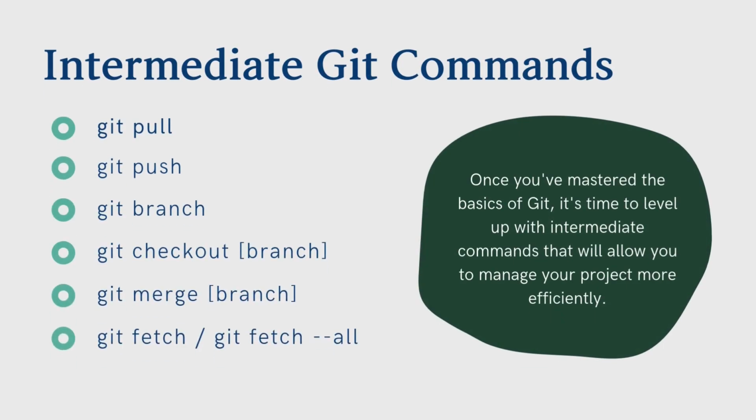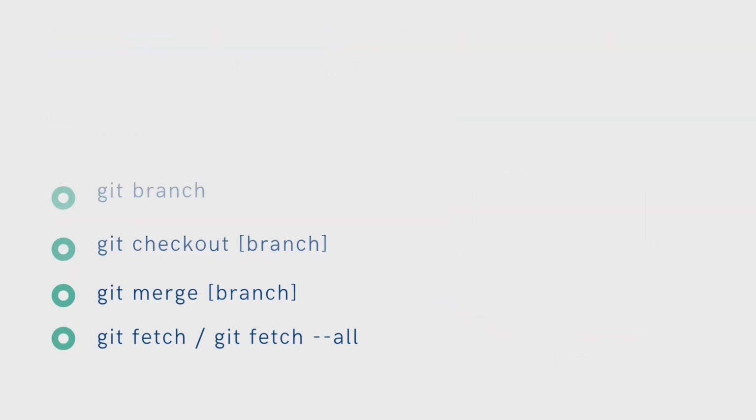Git pull, git push, git branch, git checkout, git merge, and git fetch. These are some intermediate Git commands. Once you've mastered the basics of Git, it's time to level up with intermediate commands that will allow you to manage your project more efficiently.